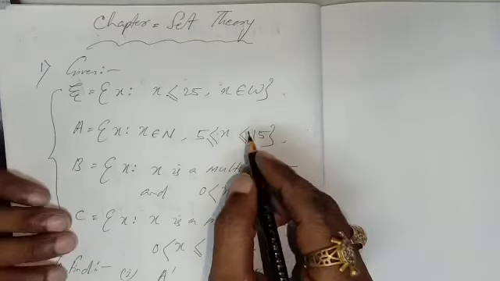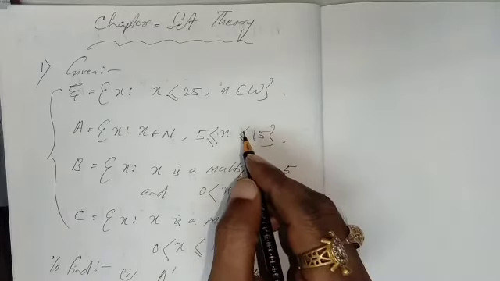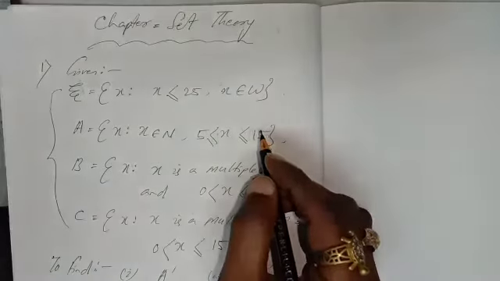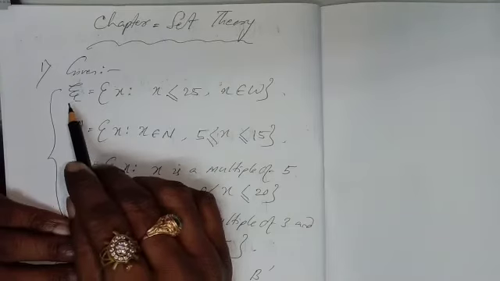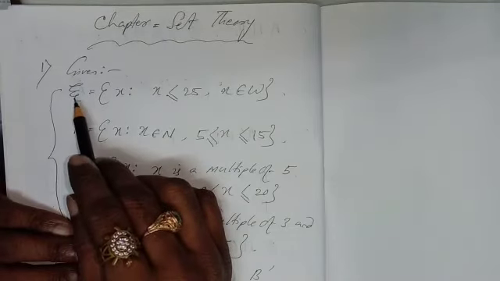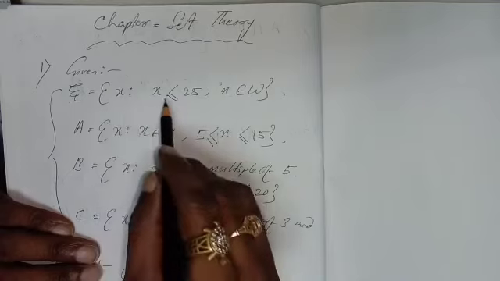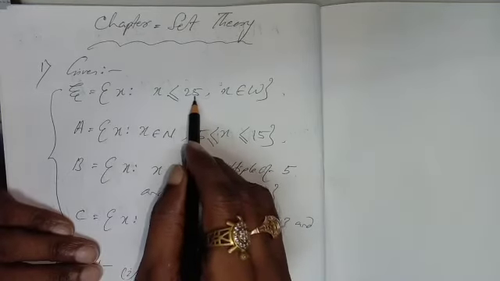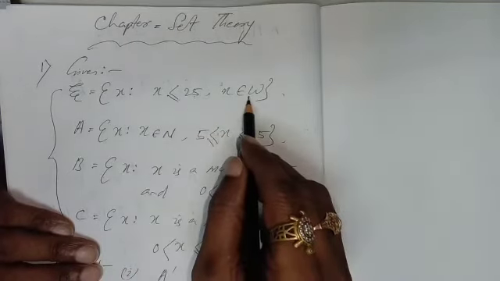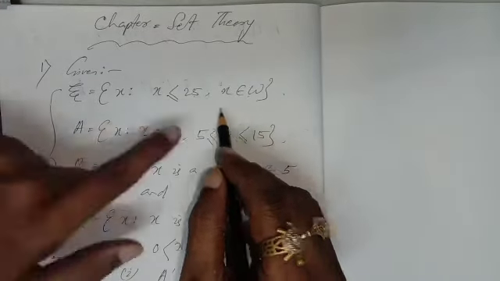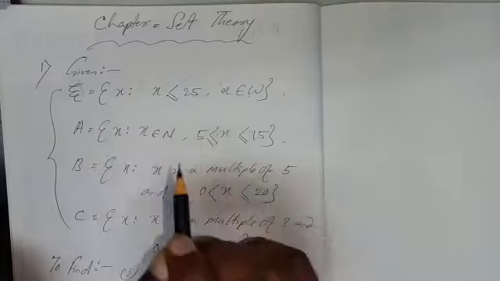For class 7 and 8, chapter set theory. Let us take one question. Just to see the question given. The universal set is denoted by xi such that x is less than or equal to 25 and x belongs to whole numbers. Whole numbers means starting from 0 to 25. That is the universal set given.